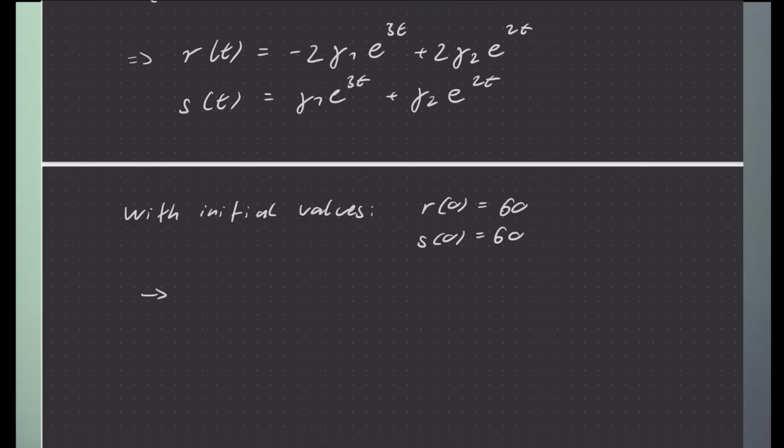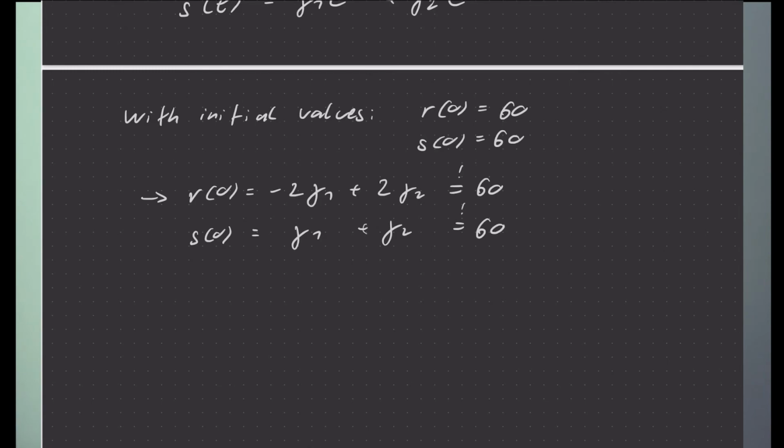If you substitute that into our solution, then we get R of 0 equals minus 2 gamma 1 plus 2 gamma 2. That's supposed to be 60. And S of 0 equals gamma 1 plus gamma 2, and that is supposed to be 60 as well. If we solve this system of linear equations for gamma 1 and gamma 2, what we get is gamma 1 equals 15 and gamma 2 equals 45.